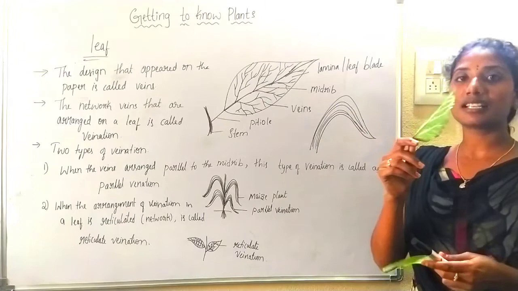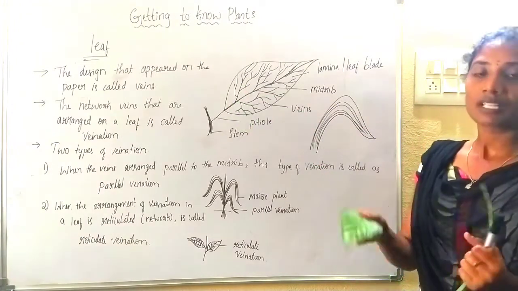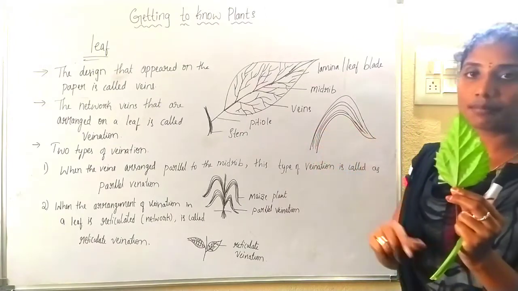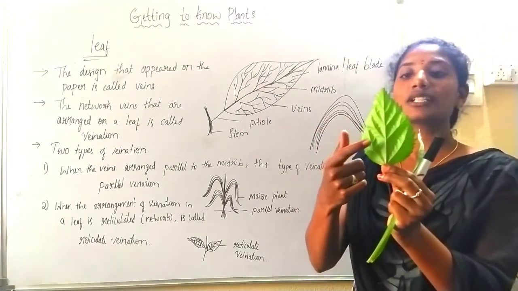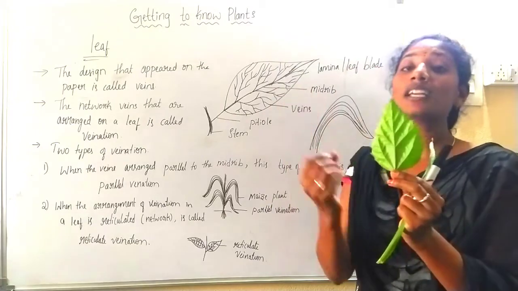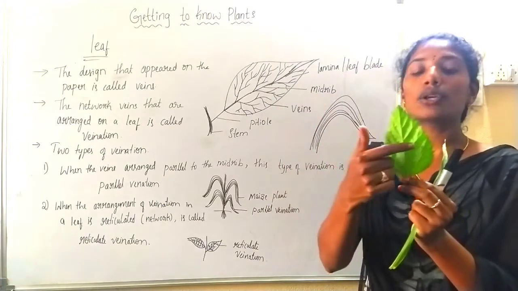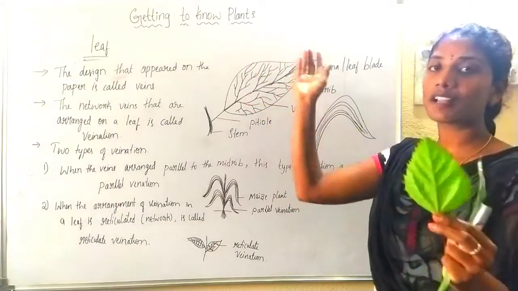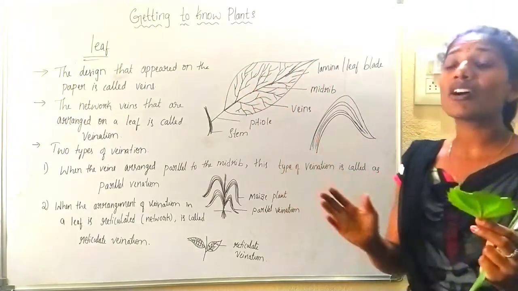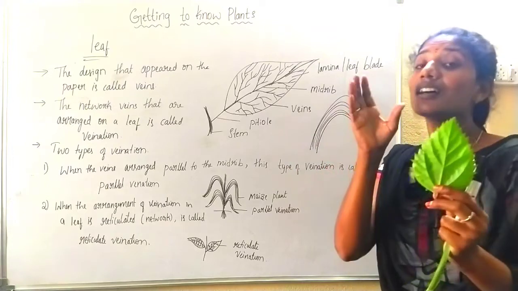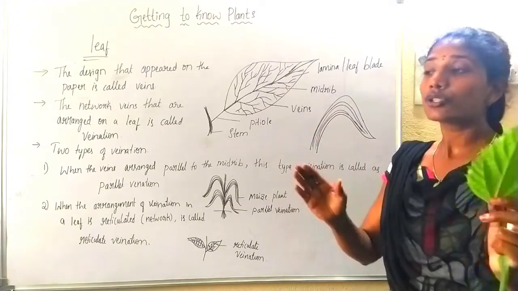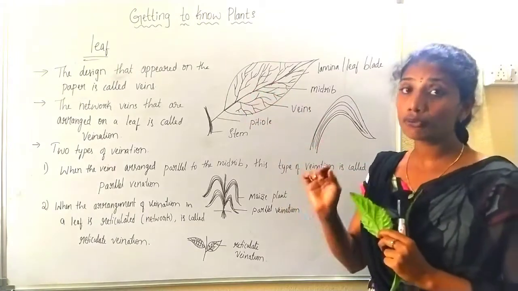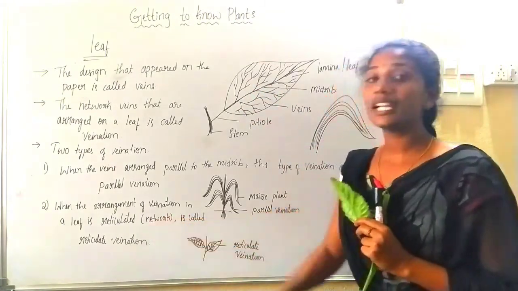When you see this leaf, the venation is different from this type. The veins are not parallel to each other. You can see that a network is being formed, branching like a network. It is reticulate. It is not in a particular manner. You can see a network-like pattern. Such type of arrangement of venation we call reticulate venation.